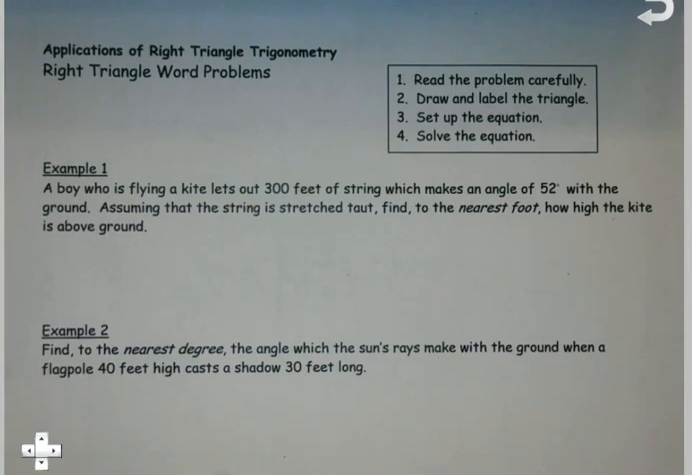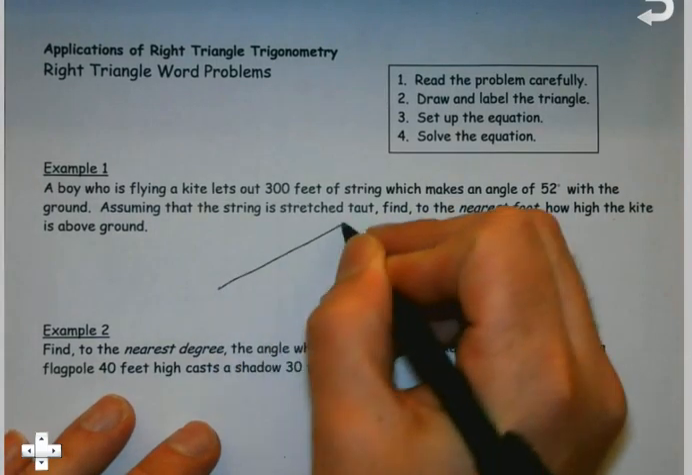So our first example, we're going to deal with a boy who's flying a kite lets out 300 feet of string, which makes an angle of 52 degrees with the ground. Assuming that the string is stretched taut, which means it's tight, find the nearest foot how high the kite is above the ground. Okay, so all of these are going to form a triangle.